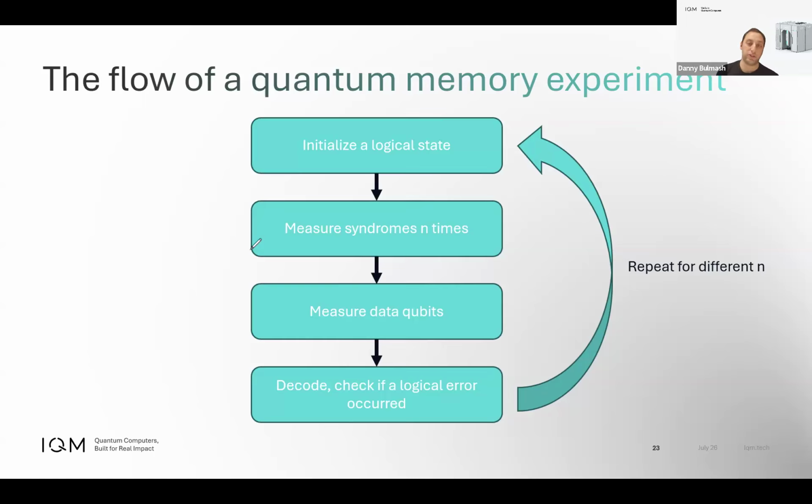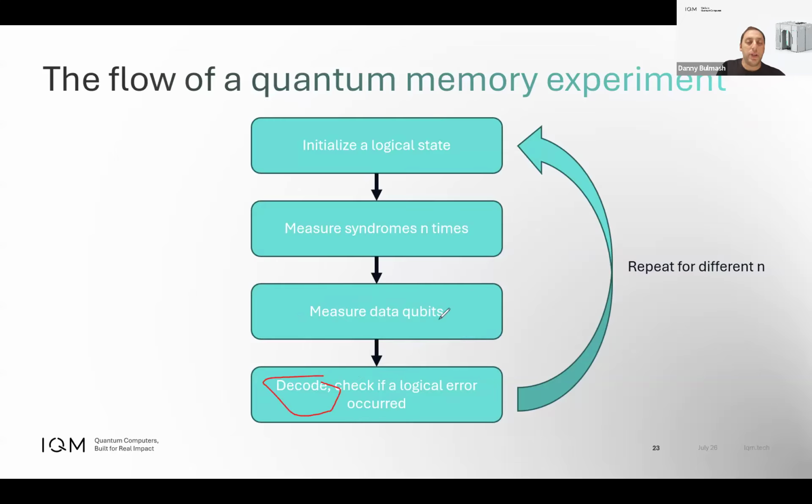Waiting, checking, is there an error? So you say, okay, has an error happened yet? Has an error happened yet? And those are physical errors. Then you measure your data qubits, and then we decode.